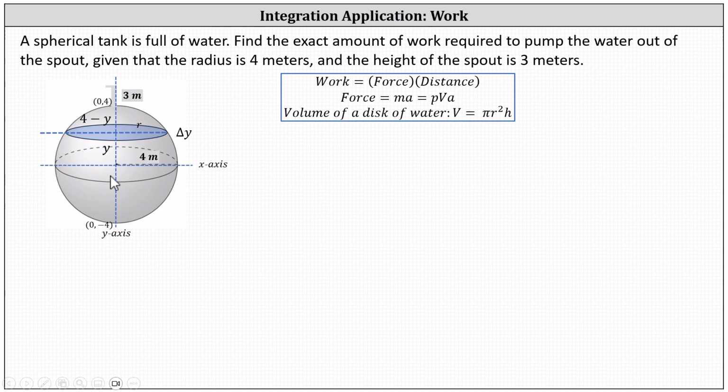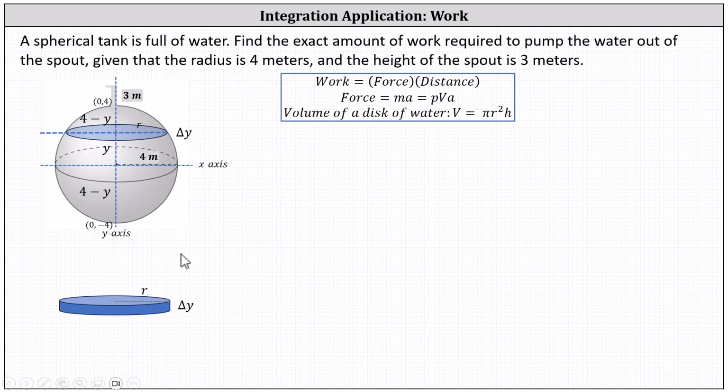We can also label the distance from the center of the tank to the bottom of the tank as 4 minus y. For example, when y equals -2, let's say here, 4 minus -2 simplifies to 4 plus 2 or 6. This point is 6 meters from the top of the tank. And here's an enlargement of the disk of water. And now let's work on determining the volume of this thin disk of water in terms of y.